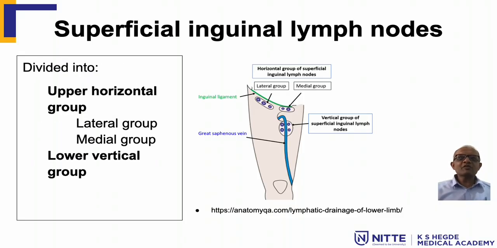Classifying the superficial inguinal lymph nodes, they can be broadly divided into an upper horizontal group and a lower vertical group. The upper horizontal group is further classified as the ones present on the lateral side and the ones present on the medial side, which can be seen here in relationship to the inguinal ligament. Now let's go to the horizontal group of lymph nodes.